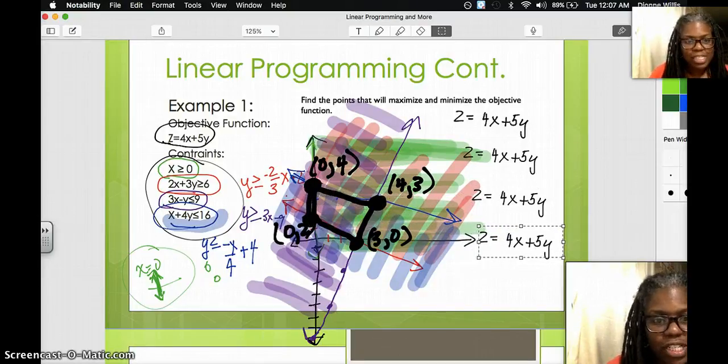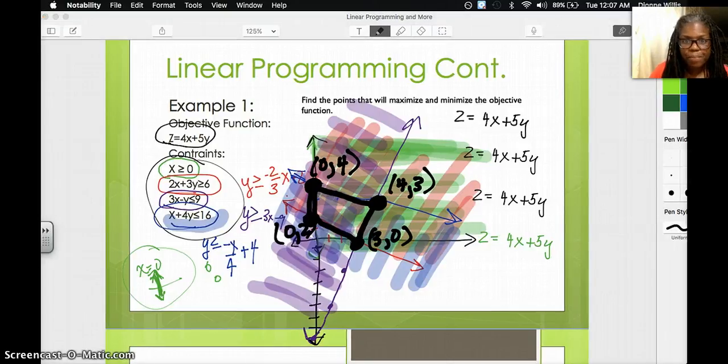So now I'm literally just going to substitute in each of these points. If I were to plug in 0, 4, I put my 0 in for x and my 4 in for y, and I see that z is equal to 20. Over here if I plug in 4, 3, I get z equal to 4 times 4 is 16, 5 times 3 is 15. When I add it together I get 31. If I'm wrong, please don't be mad at me. Yeah, I think I'm right.